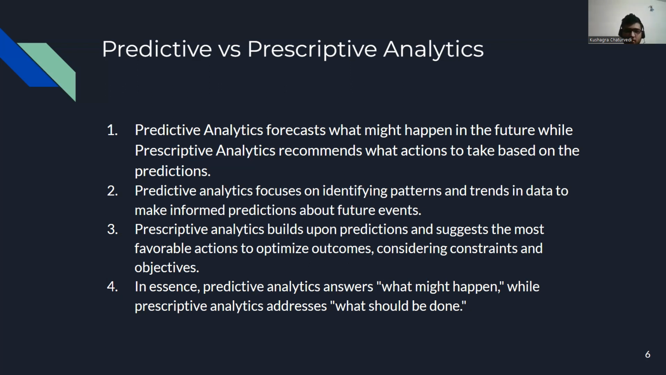Then we have to focus that predictive analytics basically identifies the patterns so that we can make the informed decision, and that informed decision making and recommendations are what comes under the prescriptive analytics part. So if we have to sum it up, in essence we can say that predictive analytics answers what might happen, while prescriptive analytics answers what should be done instead of what is happening.